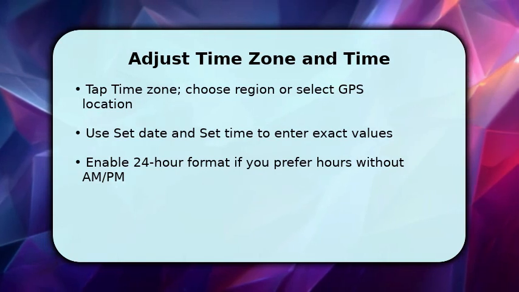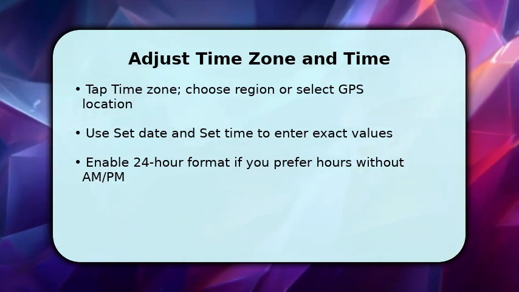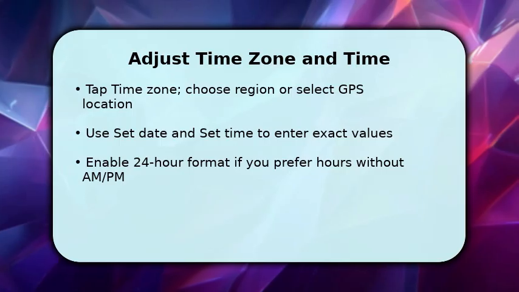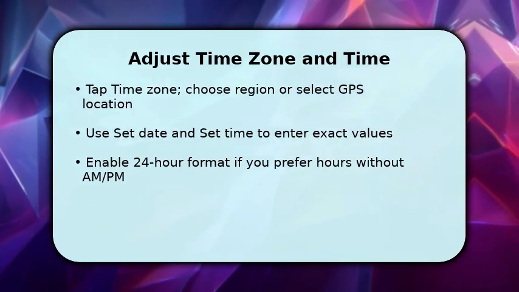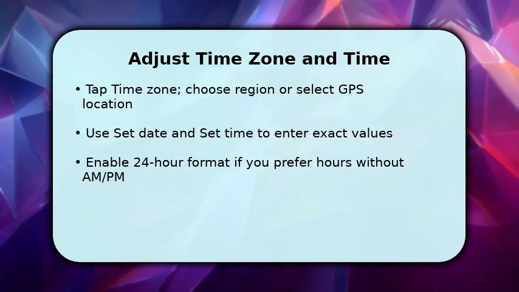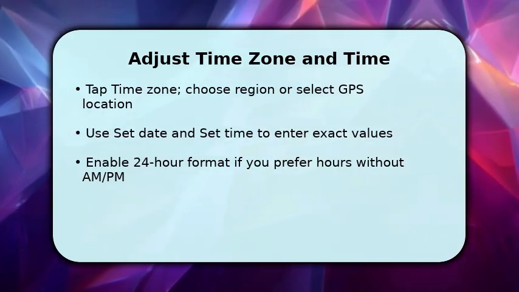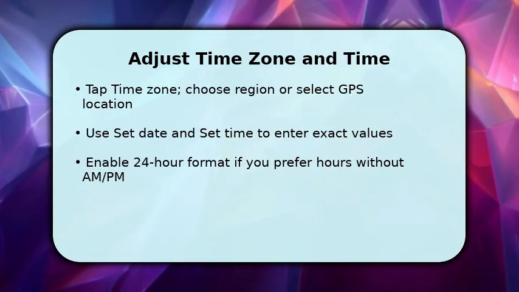Now change the time zone first because it affects both date and clock values. Tap time zone and pick your region, or allow location-based selection if accurate. Next, use set date to correct the day and set time to type the exact hour and minutes. Press OK to apply each field.